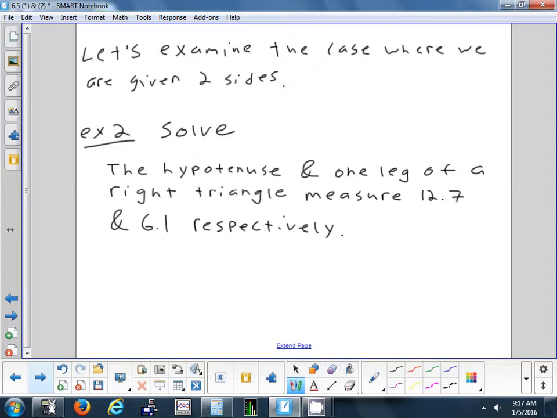So the last type they can give you is when you have two sides. All right, so I have two of these problems. If we just need to do one, we can just do one, unless you think we need to do two. This time they're giving me the hypotenuse and a leg. It doesn't matter what side this leg is, if it's A or if it's B. That doesn't make a difference.